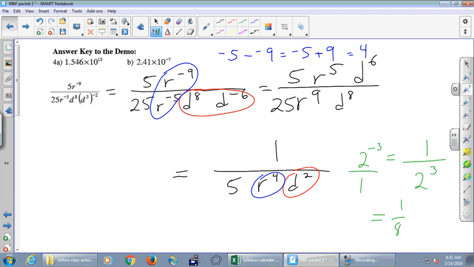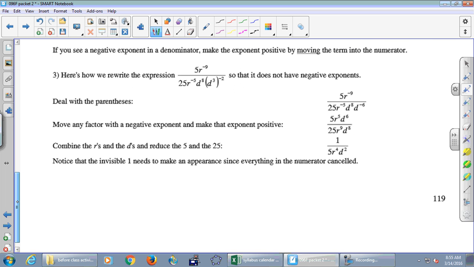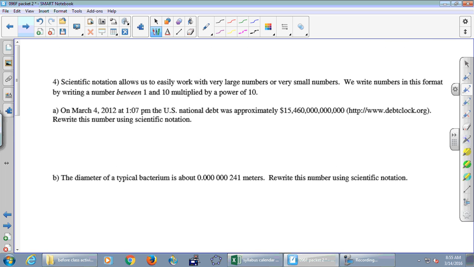Okay, so I think that was it for this page. Let's do one last thing on the top of this page, number 4. Scientific notation allows us to easily work with very large or very small numbers. We write numbers in this format by writing a number between 1 and 10 multiplied by a power of 10. So let's see what that means. On this particular date and time, the US national debt was approximately that many dollars. We're going to rewrite this number using scientific notation.